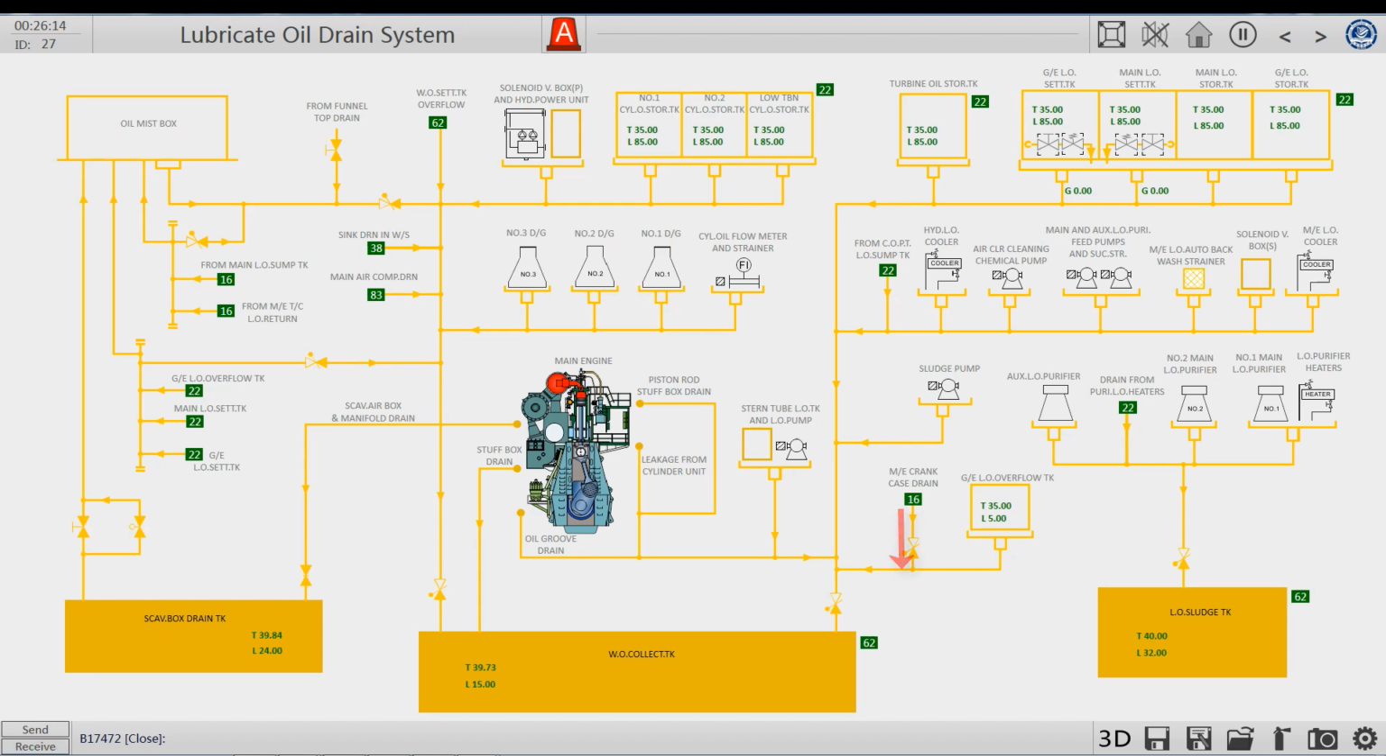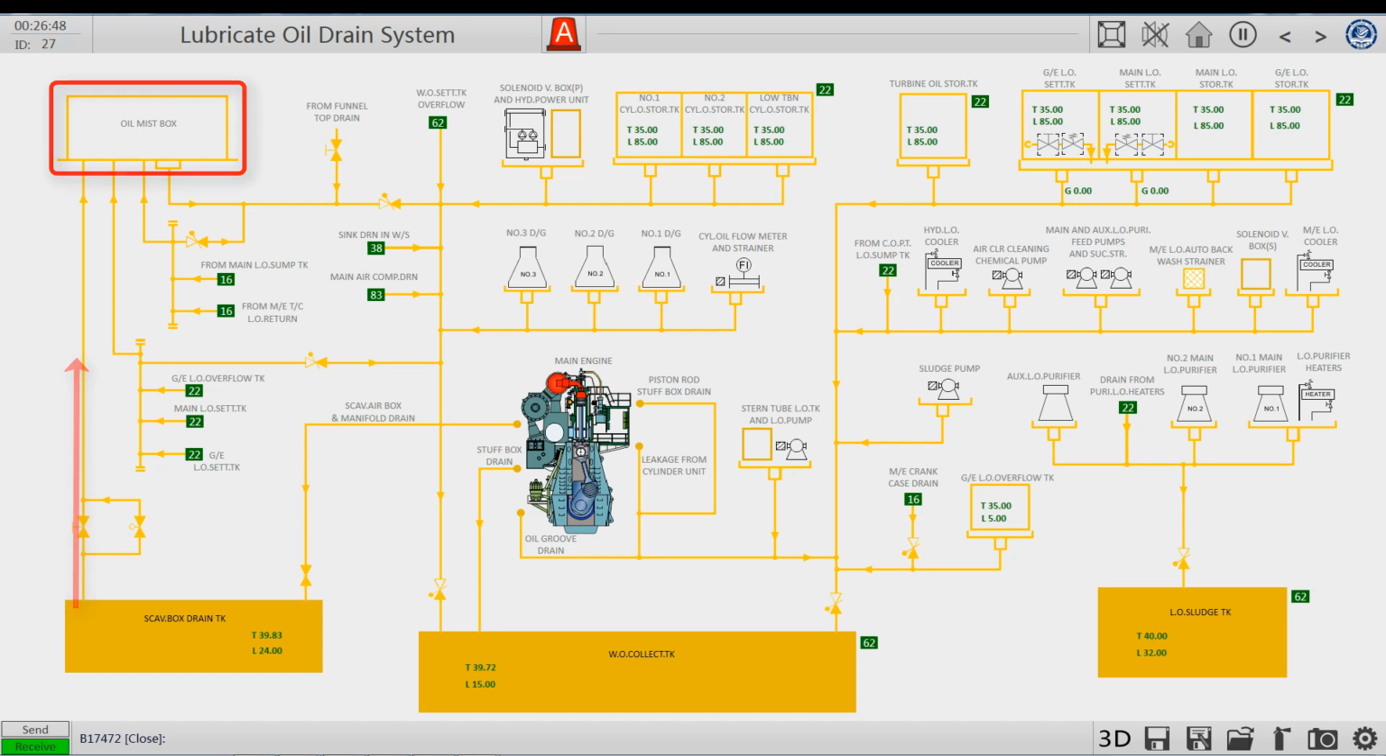This is the main engine crankcase and generator overflow tank. This part is mainly about waste oil collection of oil separators. One generator oil separator and two main engine oil separators and their respective heaters send lubricating oil back to the sludge tank directly. There's also an oil mist tank on the left to collect the oil mist condensate from related equipment.